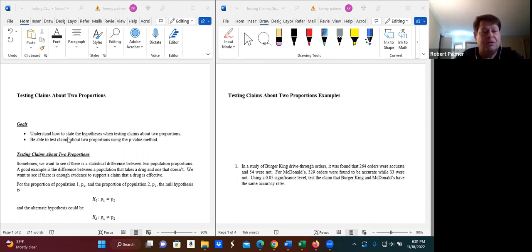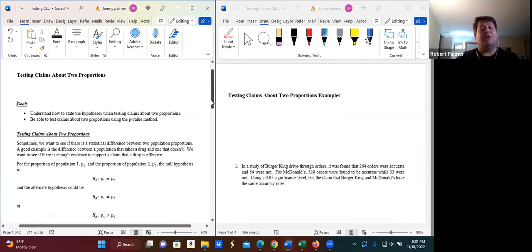Our goal is to understand how to state hypotheses when testing claims about two proportions, and also to be able to test claims about two proportions using the p-value method. There are other methods, including the critical value method and the confidence interval method, but we're going to focus on the p-value method.